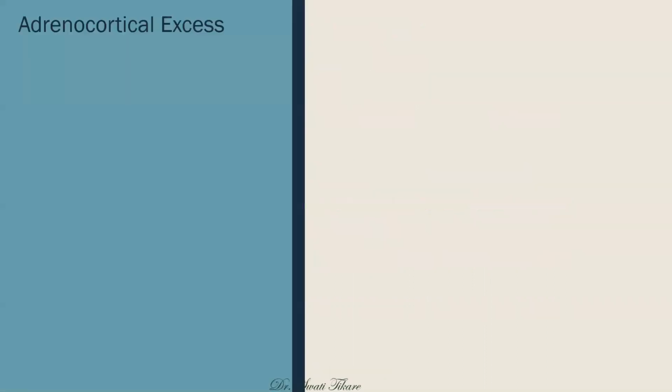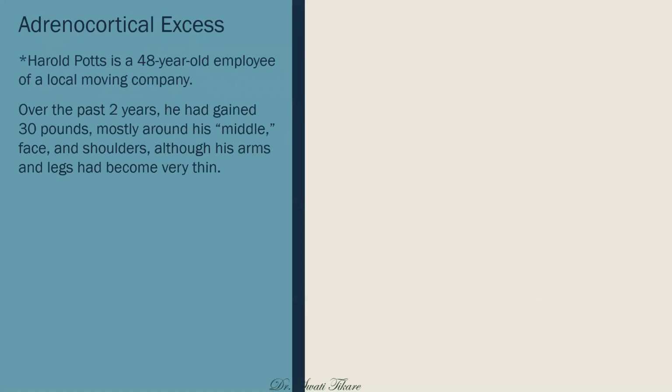So, we'll start by knowing a case of adrenocortical excess. So, let's go through this case. Harold Potts is a 48-year-old employee of a local moving company. Over the past 2 years, he had gained 330 pounds, mostly around his middle, face, and shoulders, although his arms and legs had become very thin.